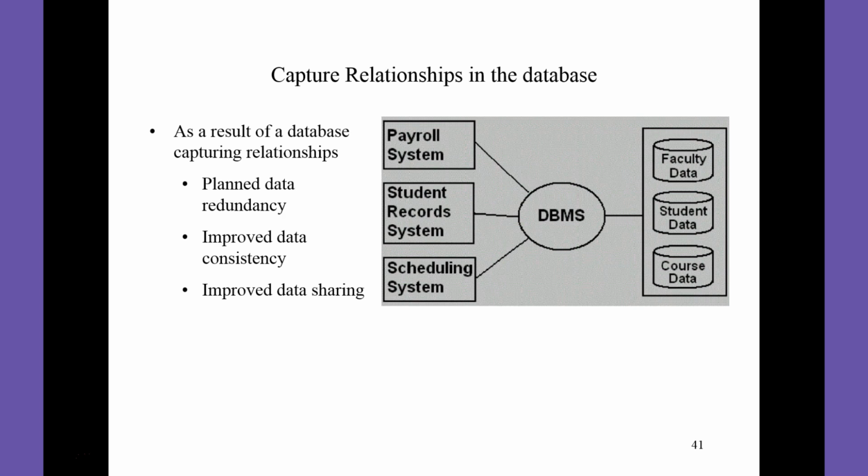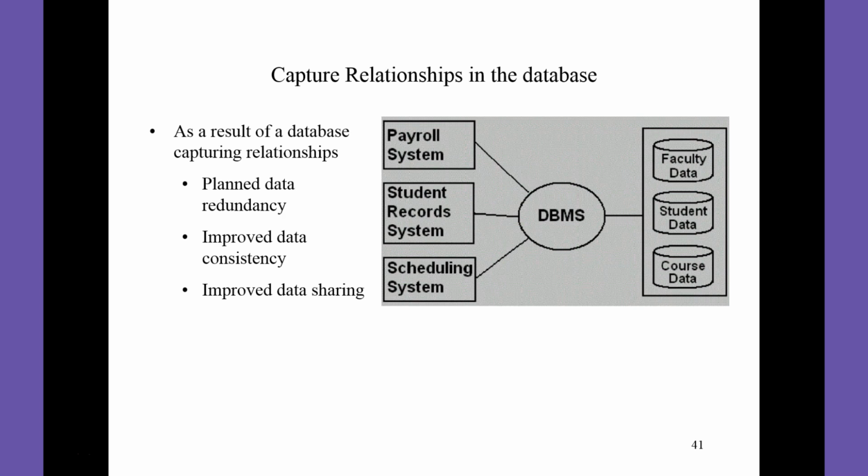There's also improved data consistency, which is a result or consequence of reducing or eliminating data redundancy. And there's also improved data sharing, because we're putting all of the data into effectively one data store and making it available or accessible to multiple users. As a consequence of capturing the relationships, the data would not be stored redundantly in the system.